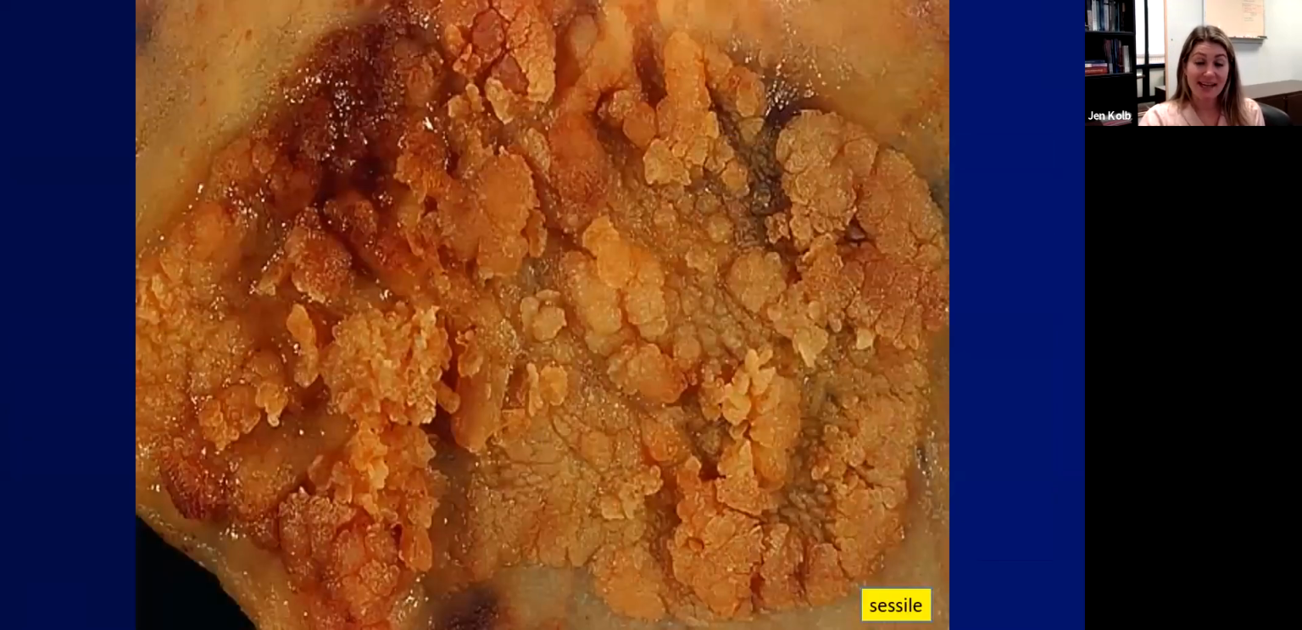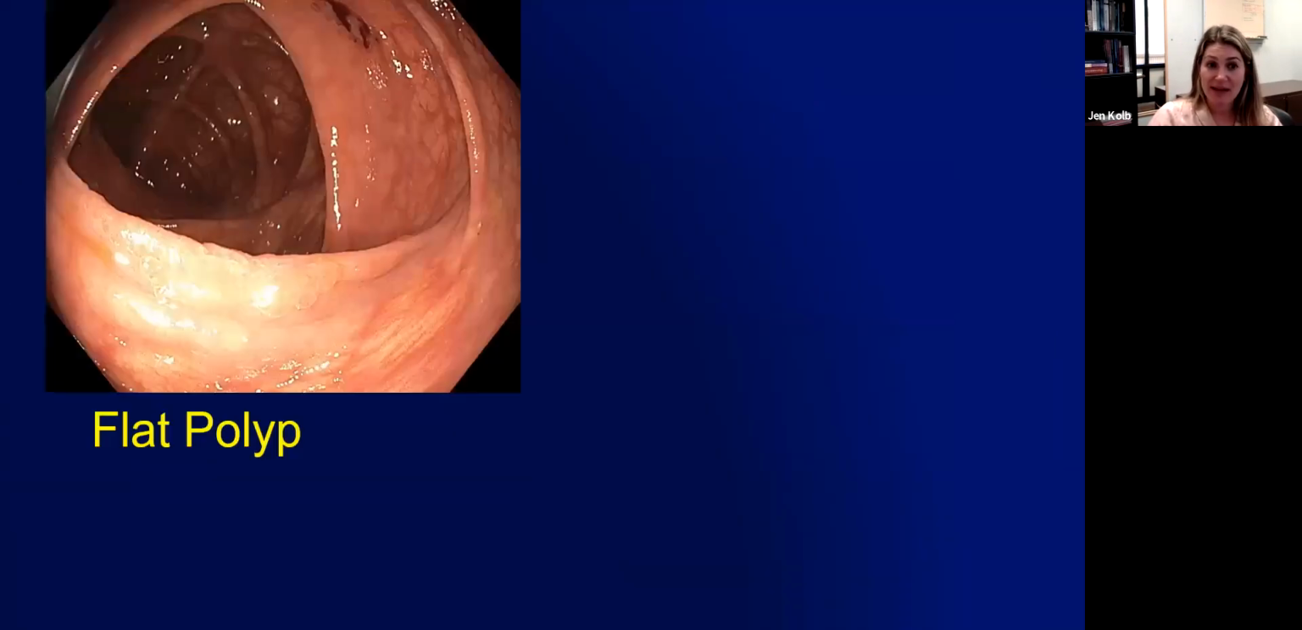This is an example of what it looks like, again, the gross specimen that the pathologist would look at. If you cut out a piece of the colon and you actually look at it, so kind of cool. So we saw pedunculated, we saw sessile, and then the last thing is really flat polyps. I'm just going to let everybody look at this picture for 10 seconds.